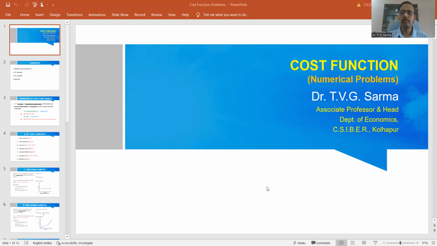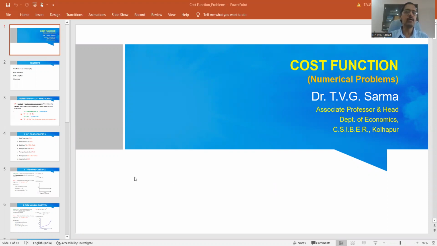Hello friends, welcome to this session on cost functions. In this session, we are going to focus on cost functions, their concepts, and a small numerical problem, and finally end with a small summary about the use of these cost functions.